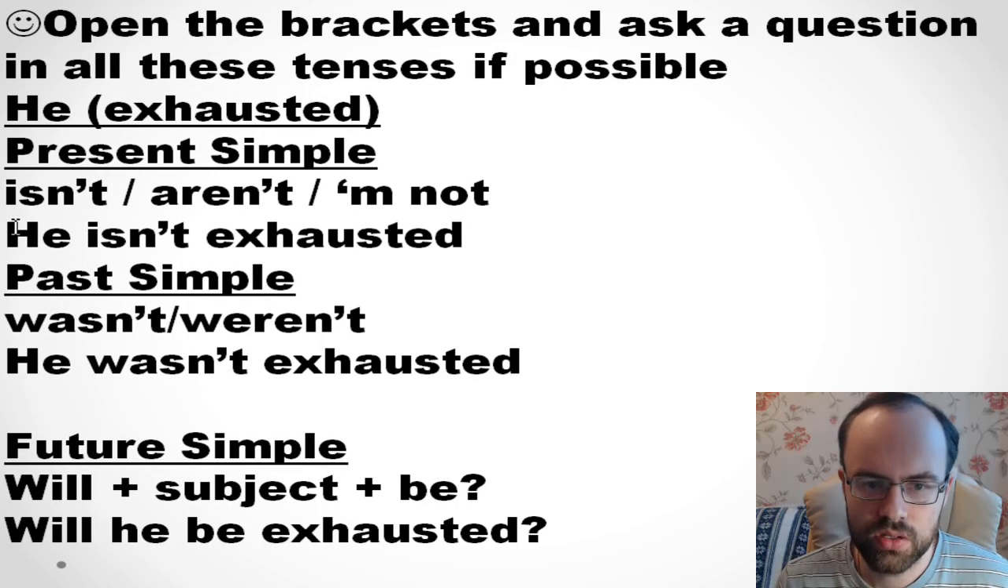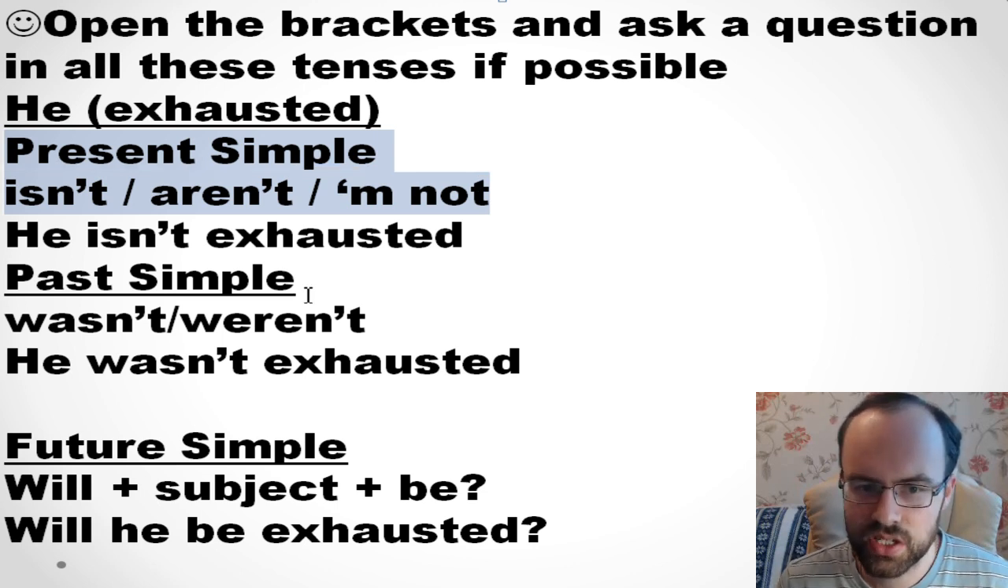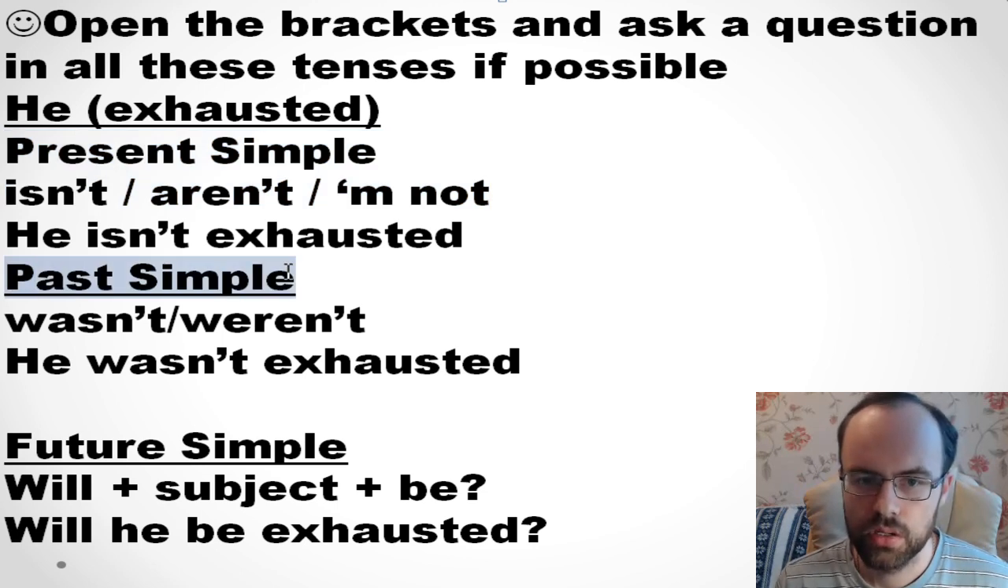Okay, so you see, present simple: isn't, aren't, am not. He isn't exhausted. Past simple: wasn't, weren't. He wasn't exhausted. And future simple: will plus subject plus be. So will he be exhausted?